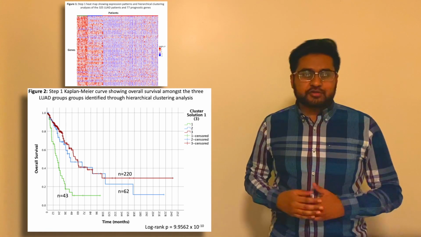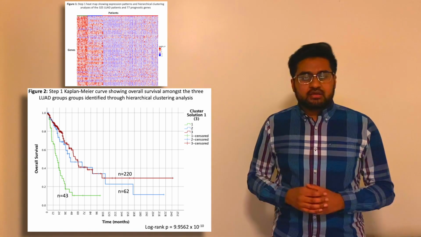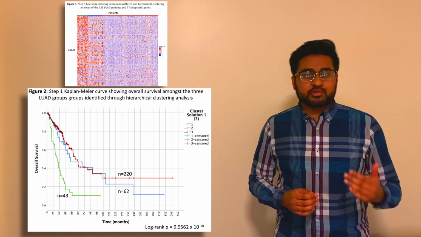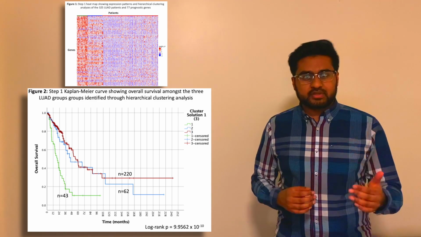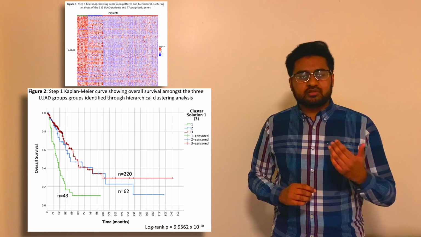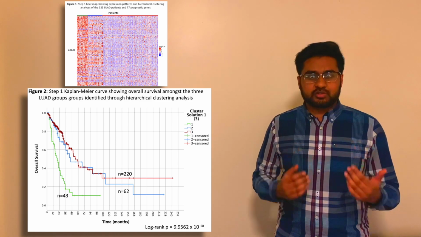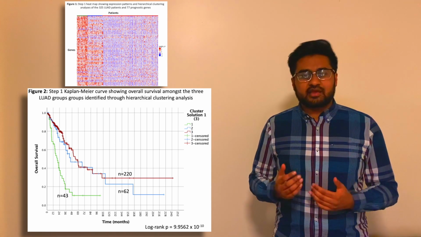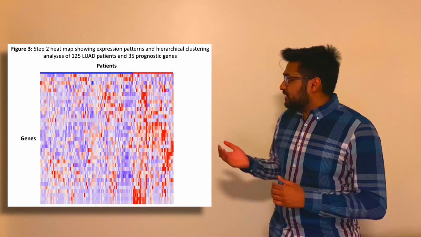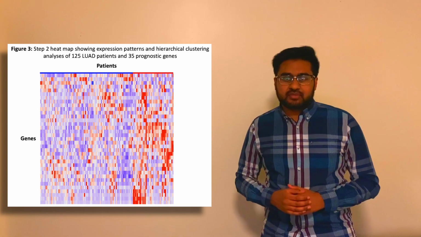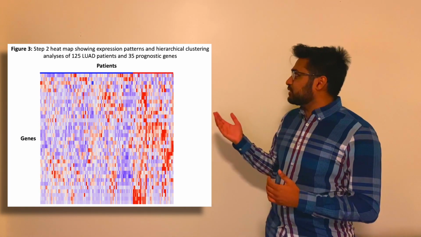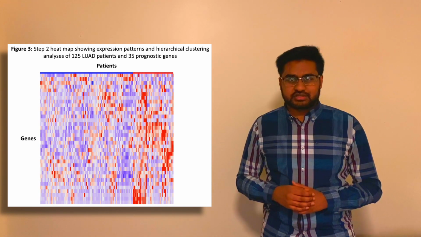Now, to really find a group with extraordinary survival, this study took on a unique two-step approach, which means that we repeat these steps, except that we only look at the patients in the good prognostic groups, so the red and blue groups. After finding a new set of prognostic genes, here's the heat map for step 2. As we can see, we have the blue and red labeled prognostic groups.